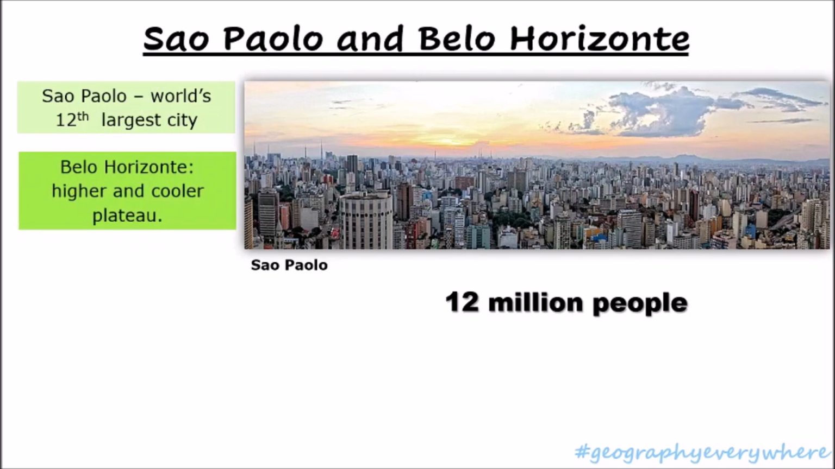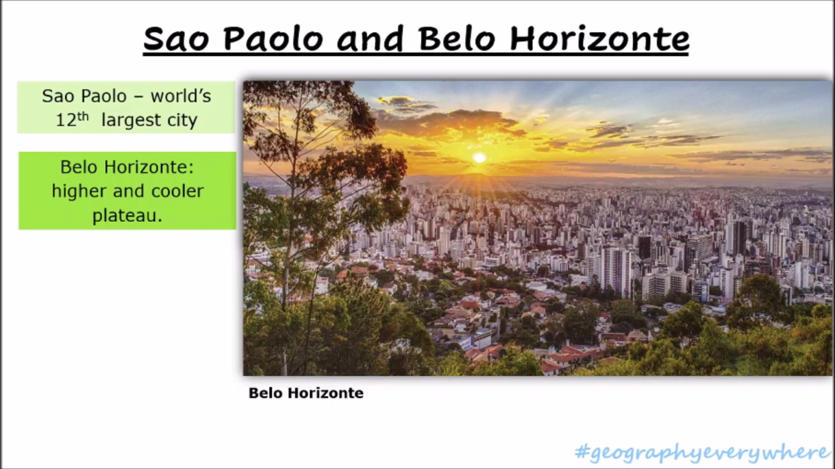Belo Horizonte is the 6th largest city in Brazil and holds 2.5 million people. The area of Belo Horizonte is higher up. That means the weather is cooler than it is close to the coast. This makes it more pleasant to live.